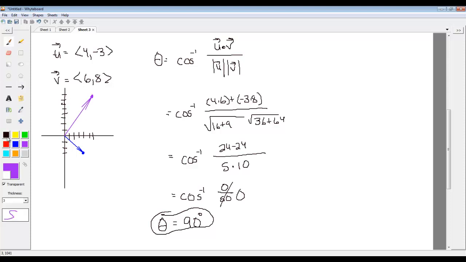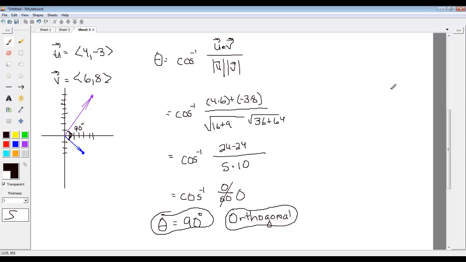So the angle between them, the theta, it turns out is 90 degrees. So it makes a right angle. If these were lines or line segments, we say they're perpendicular, but since they're vectors, we say that they are orthogonal. Orthogonal means they have a 90-degree angle. They're perpendicular to each other. So those two are orthogonal vectors.